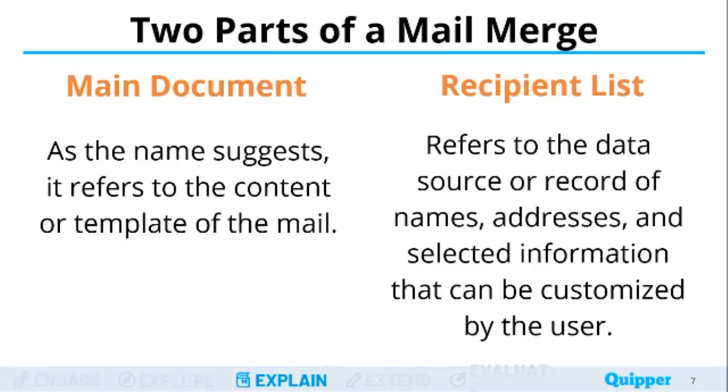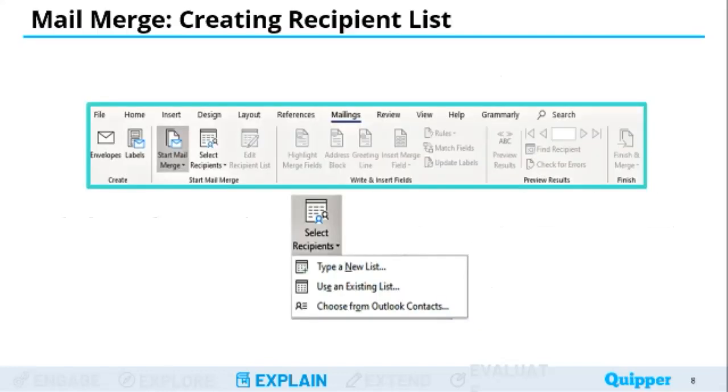The main document, as the name suggests, refers to the content or the template of the mail. The recipient list refers to the data source or record of names, addresses, and selected information that can be customized by the user. This one, you can see here, is creating a recipient list.